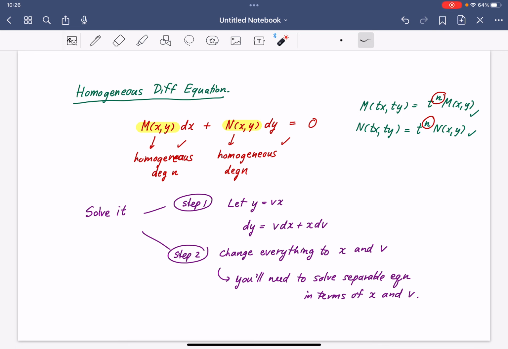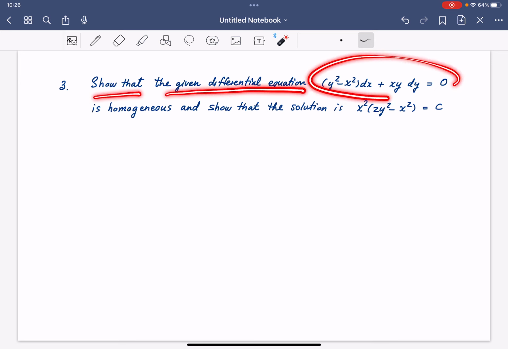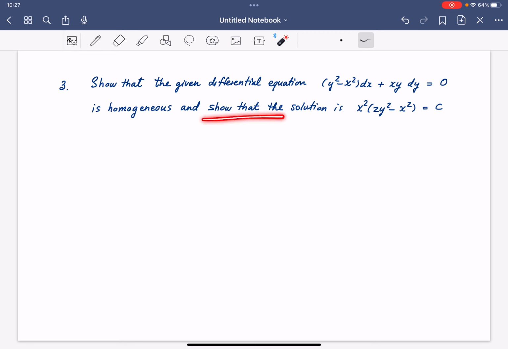This method of solving the homogeneous differential equation can apply for all the homogeneous ones. You can apply this if you know that the equation is homogeneous. It's guaranteed that it's going to go to a separable equation at the end. Okay, let's go. So we're going to do question 3 here. Show that the given differential equation here is homogeneous, and then show that the solution of this one is this one. So we're going to start with (y² minus x²) dx plus xy dy equal to 0.